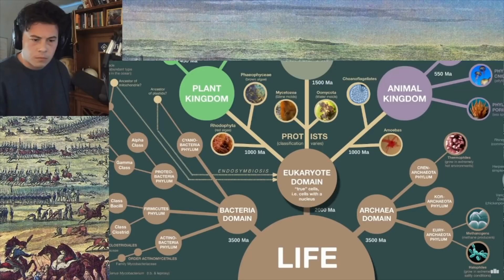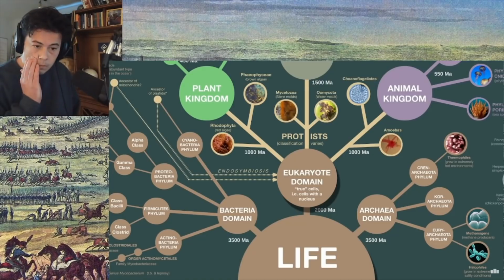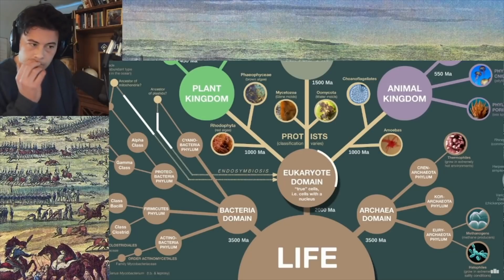Eukaryote means true cell, and is so labeled because eukaryotes have cells with a nucleus and other inner parts. This originally occurred because of a process known as endosymbiosis, in which several different types of cells came together to form one big cell that was more complex. This likely occurred about 2 billion years ago.